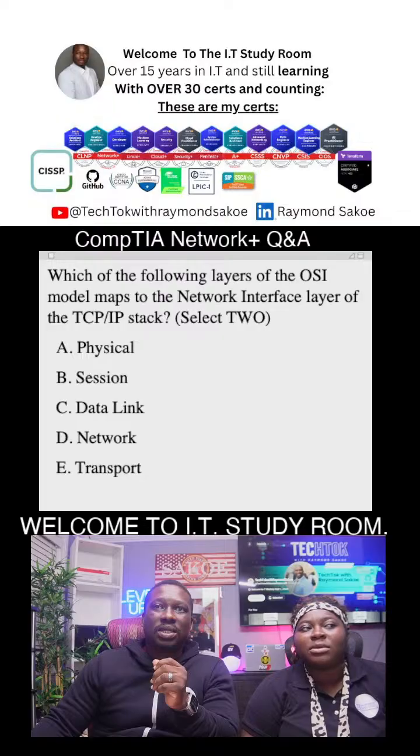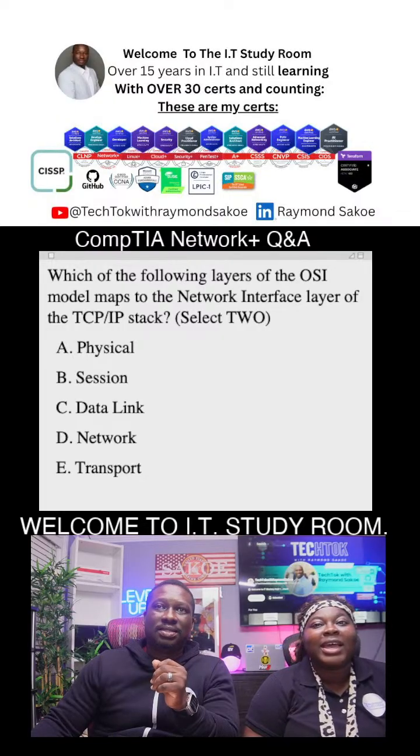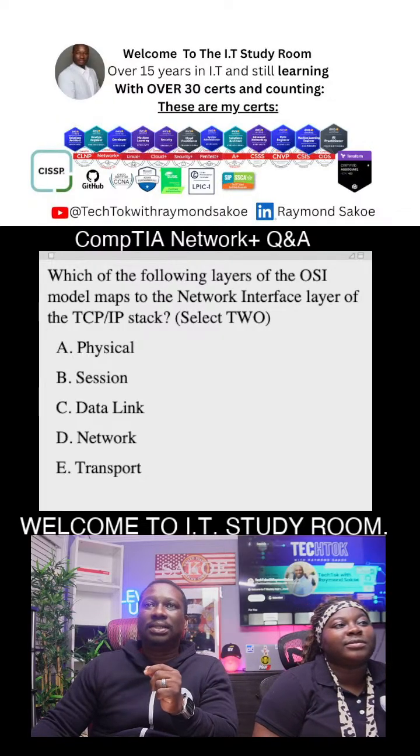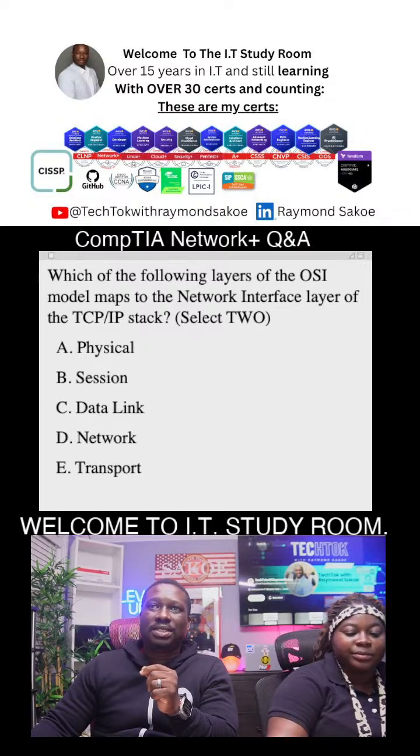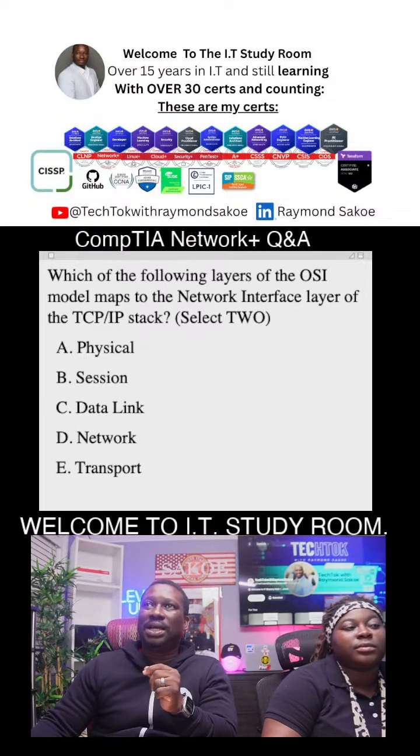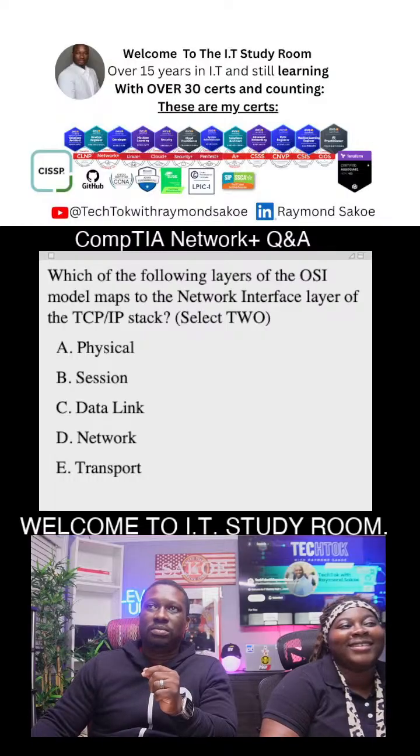The answer would be A and C. Physical and then the data link layer make up the network interface layer of the TCP/IP model.